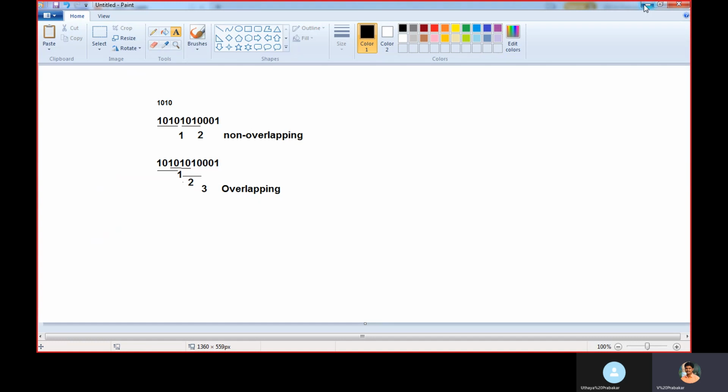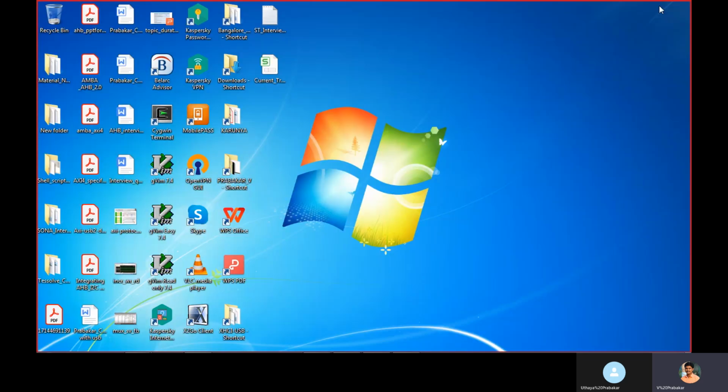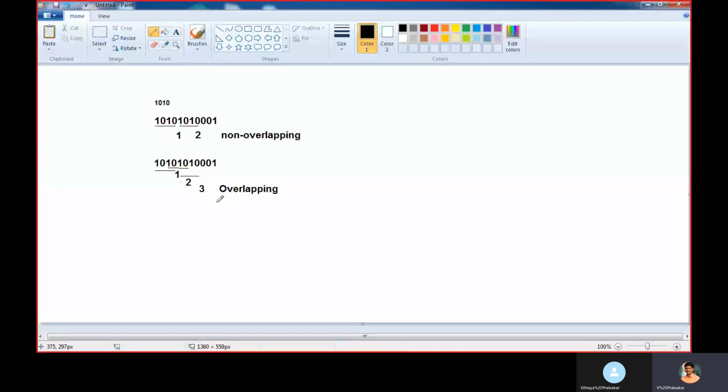Overlapping. Okay, now we are going to implement Mealy overlapping pattern detection. So we are going to detect this pattern 1 0 1 0 in the given sequence. Before that, we need to draw the state diagram. Then it will be very easy to implement in the design. Okay, first, we will implement the state diagram. We are going to implement overlapping pattern detection to detect this pattern 1 0 1 0.